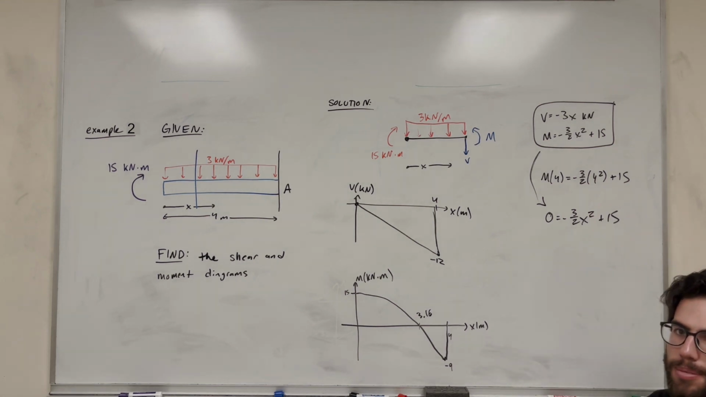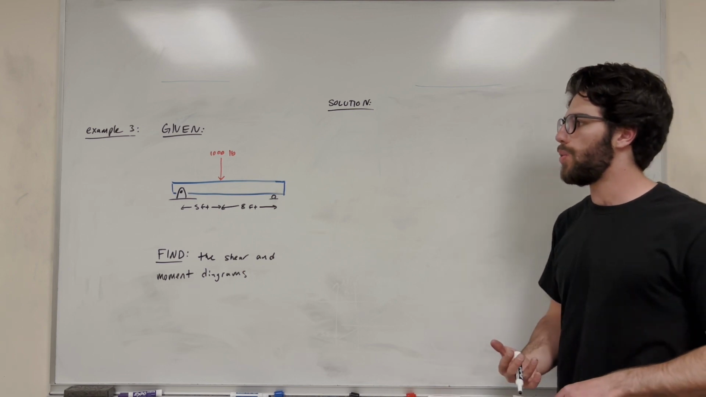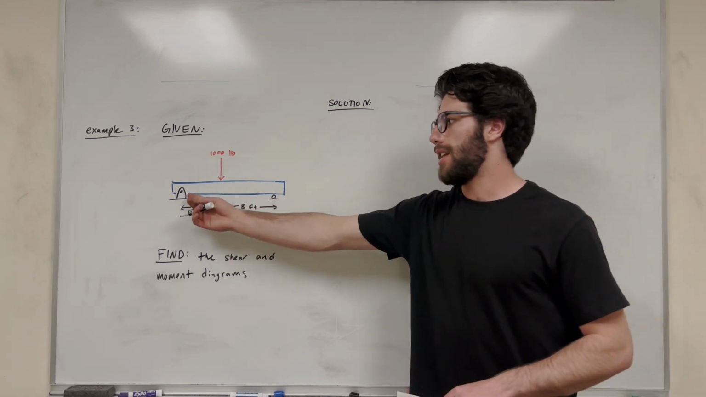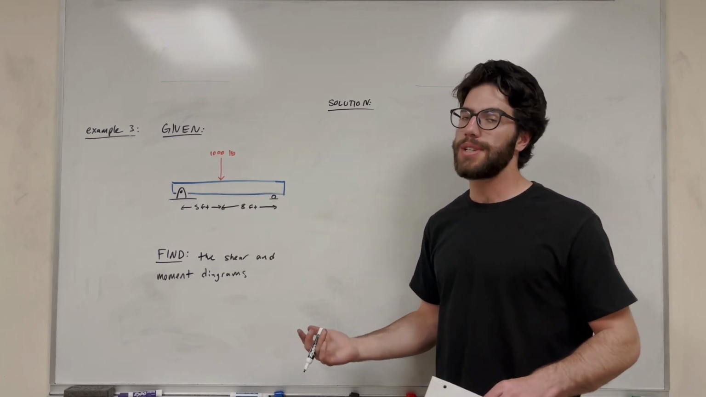So let's move on to the next example. It's going to be a bit more tricky than this one. All right, we're on to example 3 now. We have this beam, and it has a pin and a roller and one force acting in the middle of it. Our goal is to find the shear and moment diagrams.